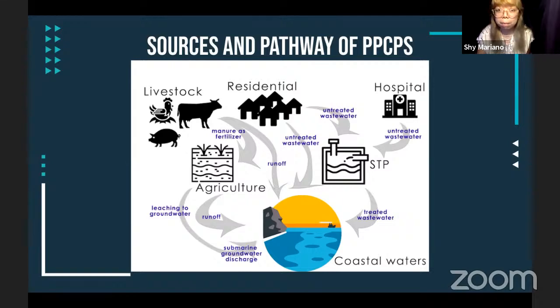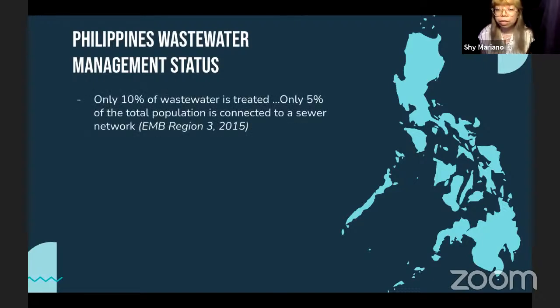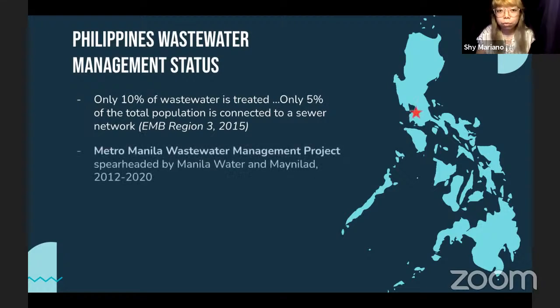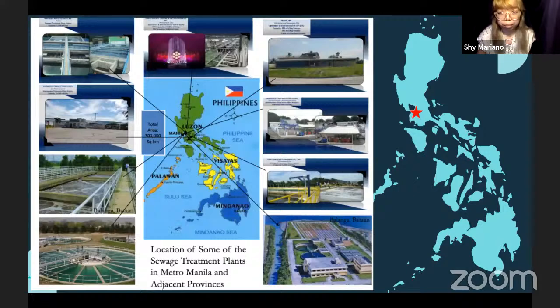How does the Philippines fare in wastewater management? Based on the government report, only 10% of wastewater in the Philippines is actually treated, and only 5% of the total population is connected to a sewer network. But of course, the government has tried to address this. There are several programs in recent years trying to address this problem, one of which in Metro Manila is the Wastewater Management Project, spearheaded by Manila Water and Maynilad. So they have been constructing wastewater treatment plants around the region and also nearby provinces, which we can see in this figure. But then the rest of the country has yet to catch up in this kind of development, but we are progressing in it.